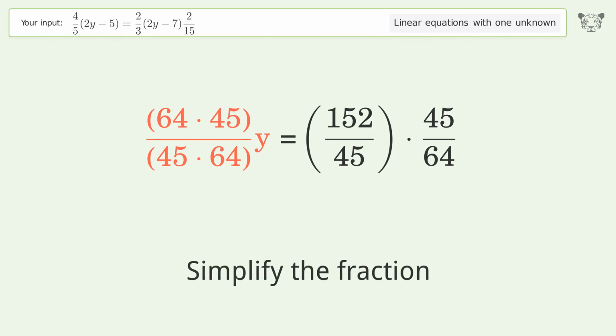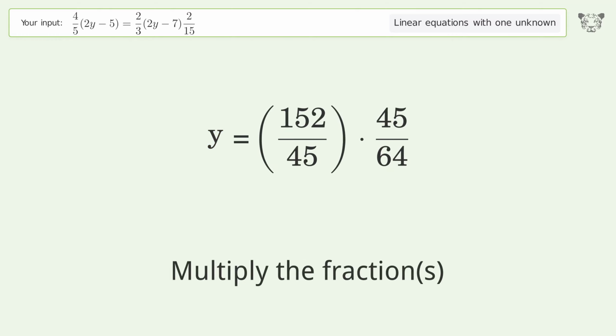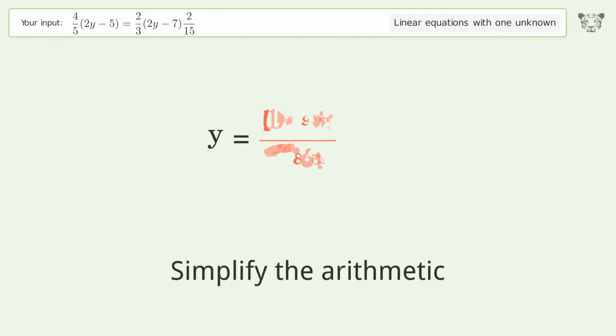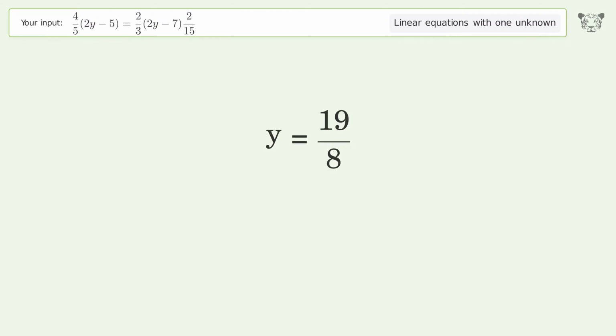Simplify the fraction. Multiply the fractions. Simplify the arithmetic. And so the final result is y equals 19/8.